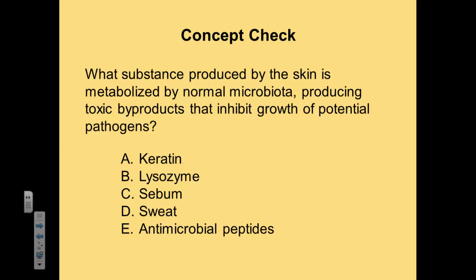All right, the answer is C, sebum. Sebum contains lipids that can be metabolized by normal microbiota. It also contains toxic byproducts from fat breakdown, and is going to also contain an acidic pH to help inhibit the growth of pathogens.